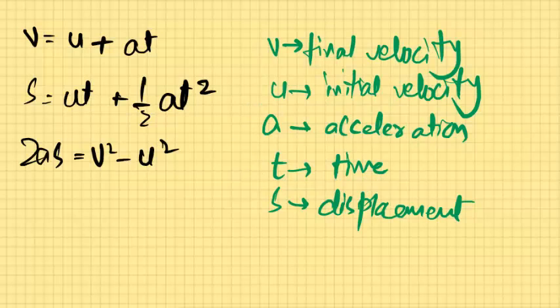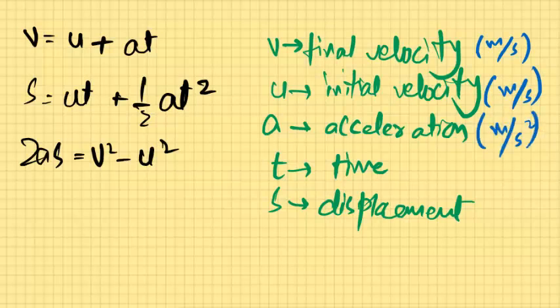and it doesn't matter whether the velocity is initial or final, that will be measured in meters per second. Similarly, initial velocity is also measured in meters per second. Acceleration, we have seen that it is measured in meters per second square. Time is measured in seconds, and displacement is measured in meters. Now let us check for the homogeneity of these equations one by one.